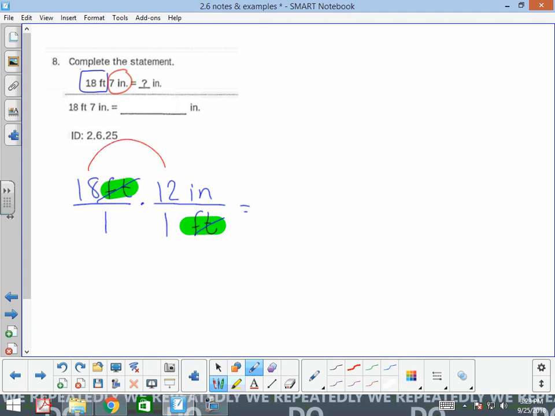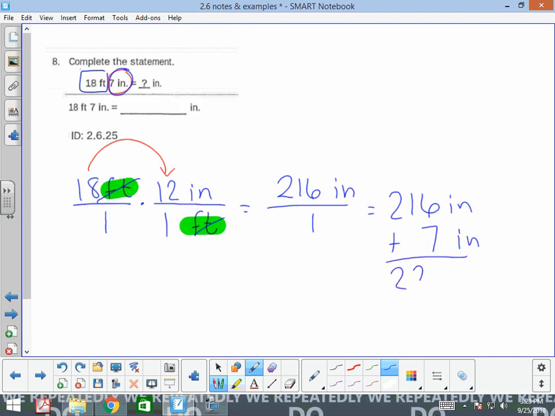Multiply 18 times 12, and that is 216 inches left on top over 1, which is 216. Now, that's 216 inches for the 18 feet. Now, add that extra 7 inches that I told you we were going to come back to. And that's 223 inches. So 18 feet and 7 inches is equal to 223 inches total.